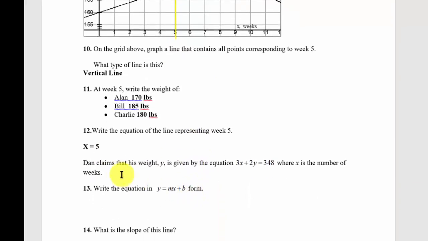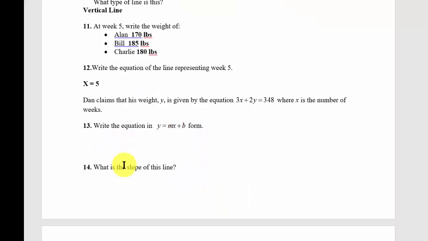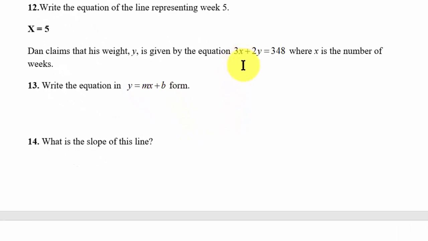Now we have Dan. Dan claims his weight is given by the equation 3x plus 2y equals 348, where x is the number of weeks. So it's asking us to rewrite this equation in y equals mx plus b form. So we'd have to bring the 3x to the right side of the equal sign, then divide everything by 2 to get y by itself. So let's do that.